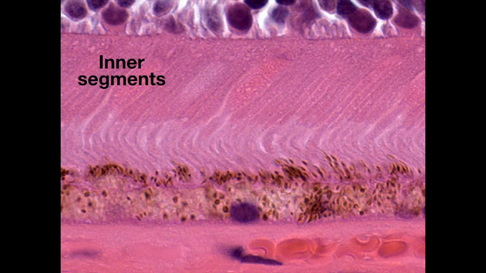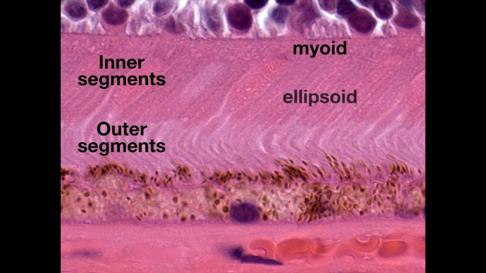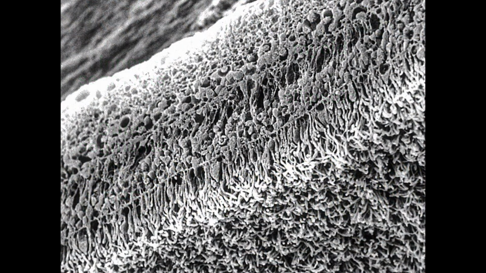The inner segments and the outer segments of the photoreceptors are seen in this photomicrograph. The inner segments have two components: the smaller myoid, located next to the external limiting membrane, and the larger ellipsoid, which is packed with mitochondria. The slender outer segments interdigitate with processes on the apical surface of the RPE cells. The photoreceptors blanket the outer surface of the retina, and their outer segments project into the subretinal space, shown here in the scanning electron micrograph.